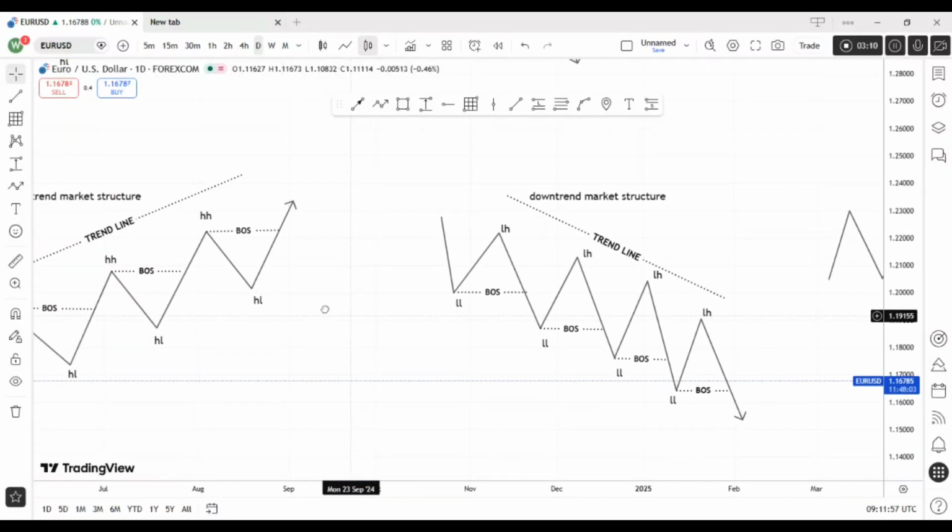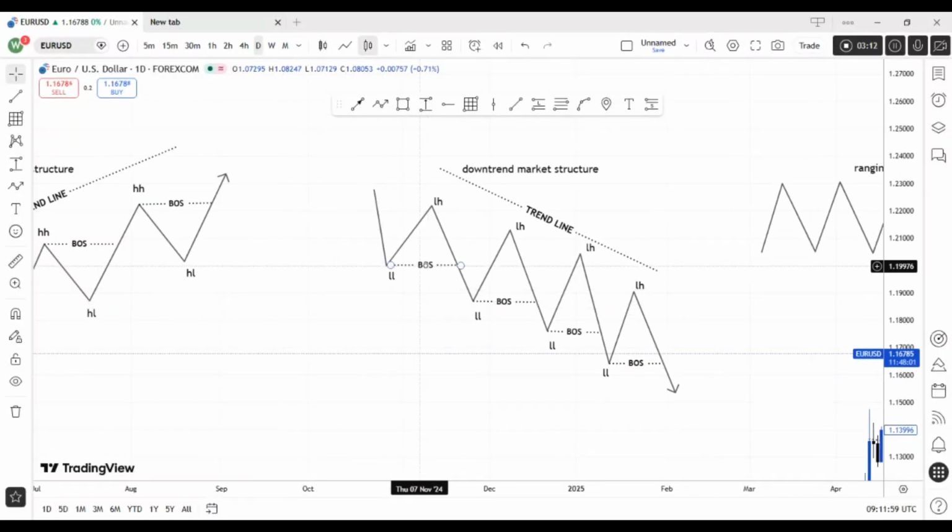In a downtrend market structure, as we have said, the market goes on forming lower lows and lower highs, lower lows and lower highs, forming breaks of market structure. With time, we shall be looking at how to identify a valid break of market structure. But for now, this is the downtrend movement of the market.